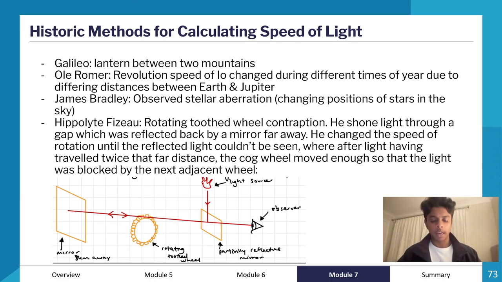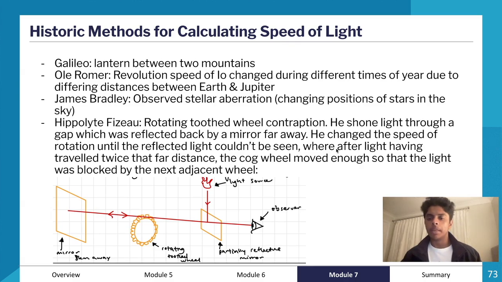So after James Bradley, we have Hippolyte Fizeau, right? He used the rotating tooth wheel contraption that you can see in a diagram that I've drawn. He shone light through a gap, which is reflected back by a mirror very far away. So the light would shine through a gap in these cogwheels, and it would be reflected from a mirror very far away, coming back, right? And he changed the speed of rotation until the reflected light couldn't be seen.